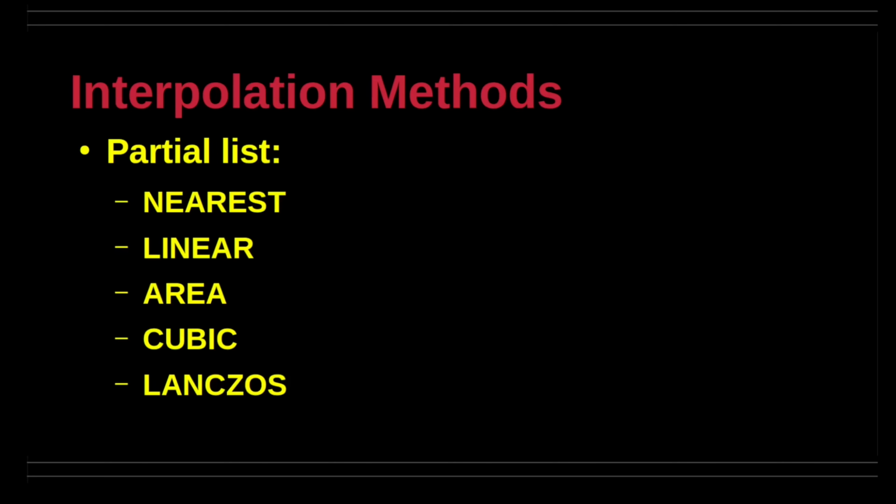Next, we have area. This method resamples using pixel area relation. It is best for downsampling as it preserves image information better than other methods. It is impractical for upsampling.